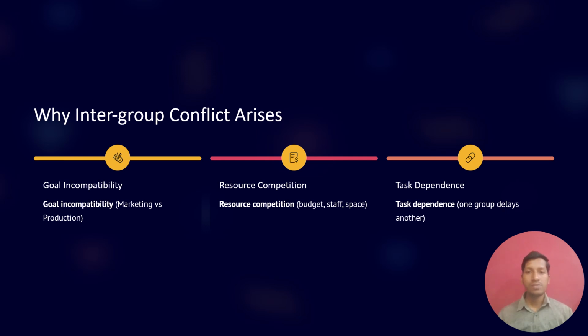The second cause is resource sharing. In almost every organization, resources like money, space, and staff are limited. When groups have to fight for their shares of the budget, it creates tension. The third cause is the task relationship. Many tasks are sequenced. Group A must finish their work before Group B can start. If Group A is late, Group B gets frustrated. This functional interdependence is a major breeding ground for conflict.